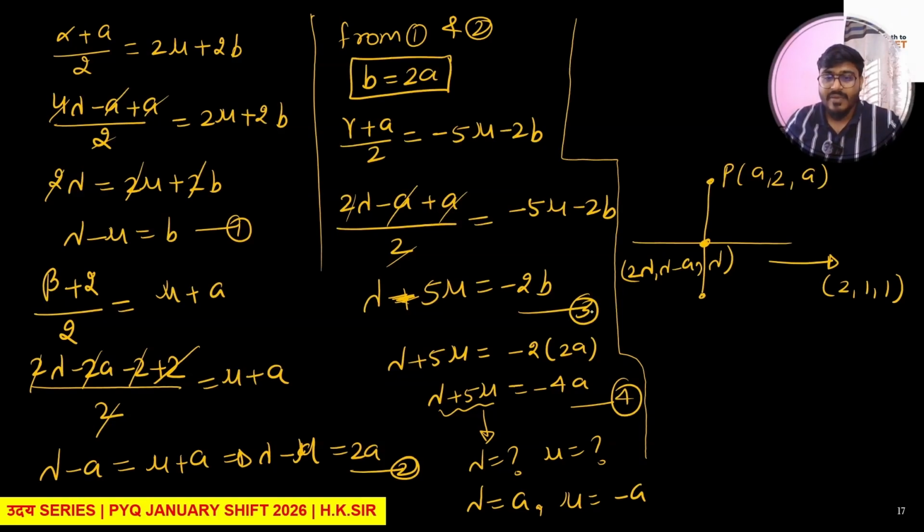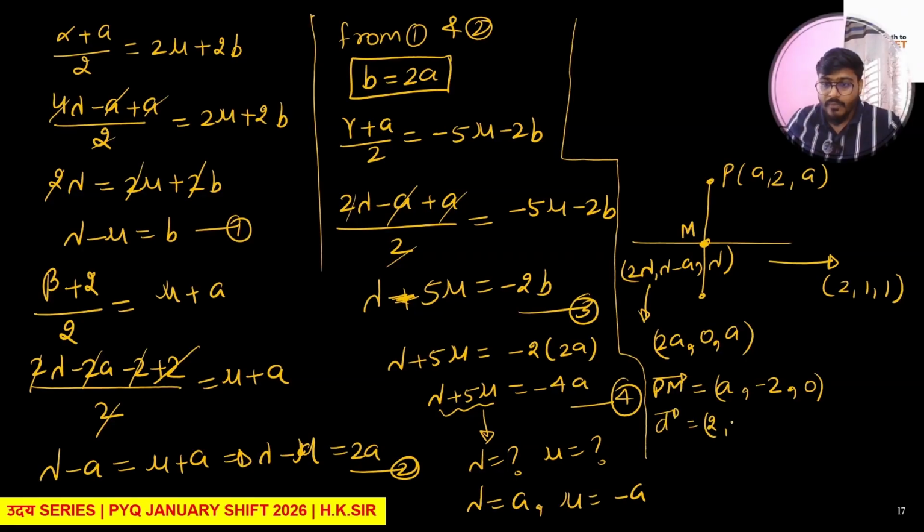What is the value of lambda? Lambda is a, so put a here. So 2a comma 0 comma a. Let's suppose this point is M. Find this PM vector. PM vector will be perpendicular to this direction vector, so we make the dot product equal to 0. PM vector is (2a minus a) i cap, minus 2 j cap, 0. This is PM vector, and this is direction vector d, 2 comma 1 comma 1. So PM dot d vector equal to 0.